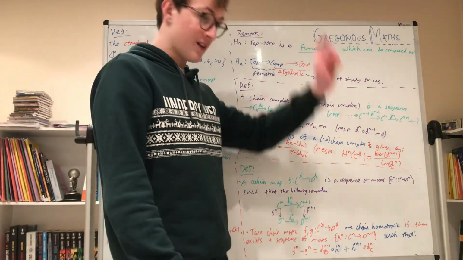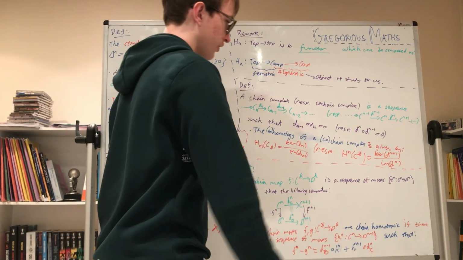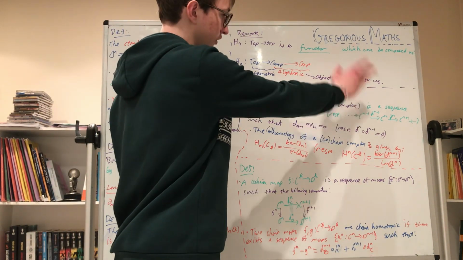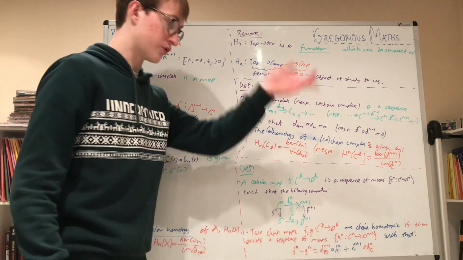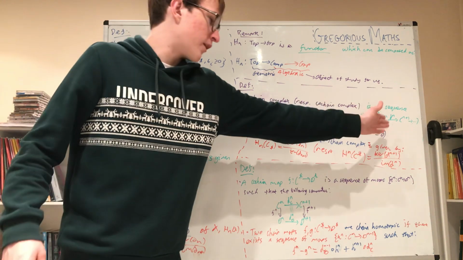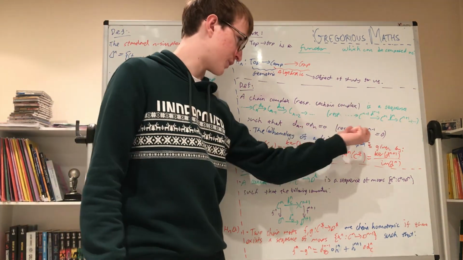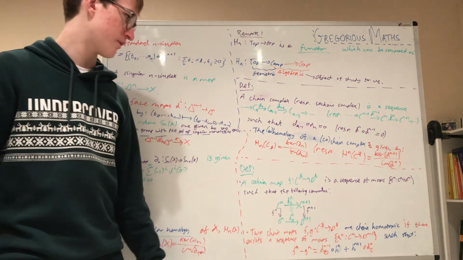And respectively, a cochain complex is one which is increasing. So it goes from Cn minus 1 to Cn plus 1, and so on, such that d squared equals 0. So this property that d squared equals 0 is common throughout.